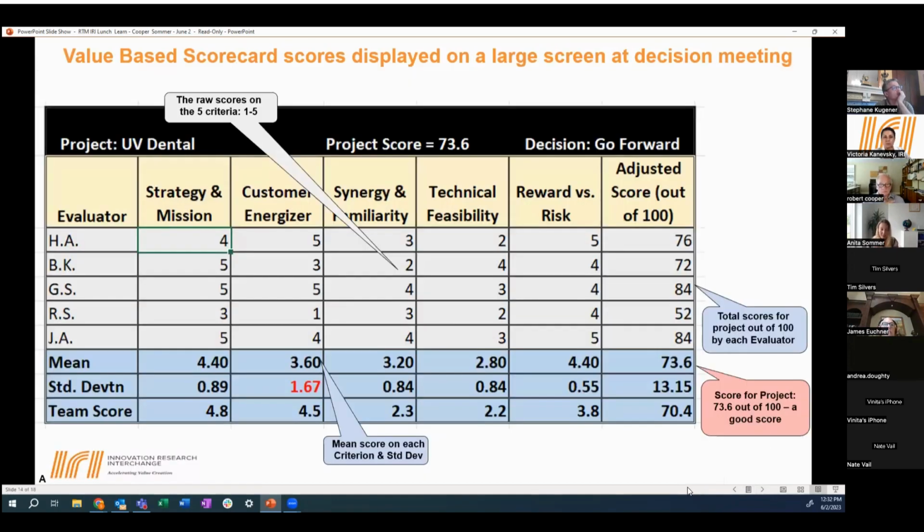And this is an example also from the article on how, in this project, UV Dental, evaluators are then rating the project value on these different value areas that Bob presented before. So strategy and mission, customer energizer, synergy and familiarity, technical feasibility, and reward versus risk, giving it a subjective measure. And I think my best analogy coming from the agile world is that this is a bit like planning poker.